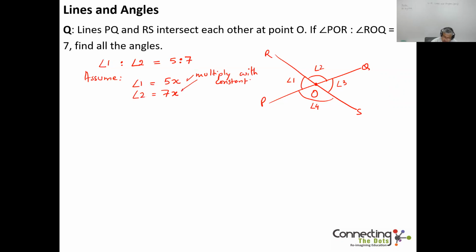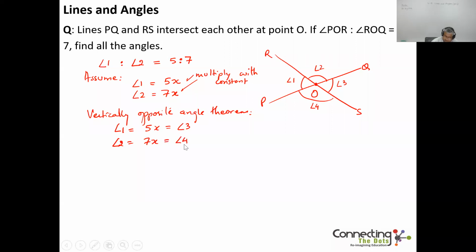Now you already know from the vertically opposite angle theorem that angle 1 is equal to angle 3. Angle 1 is 5x, which is equal to angle 3, and angle 2 is equal to 7x, which is the same as angle 4.